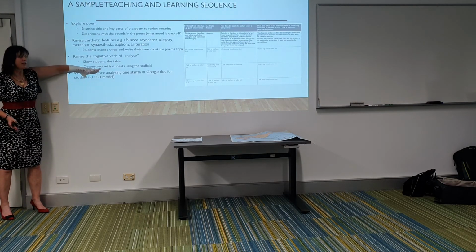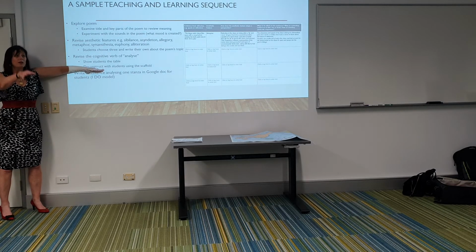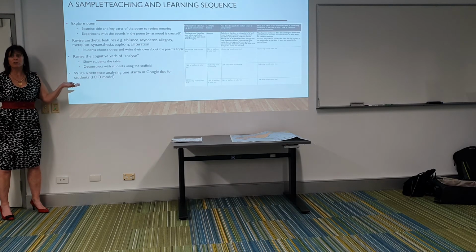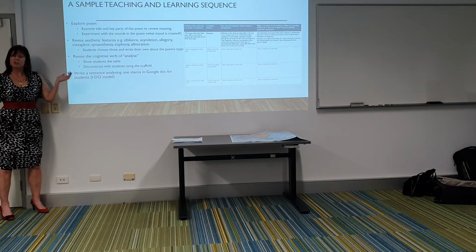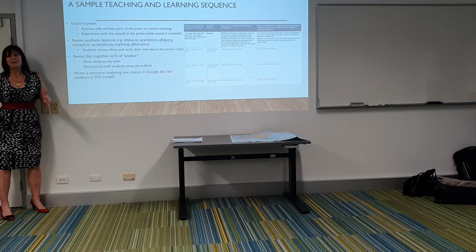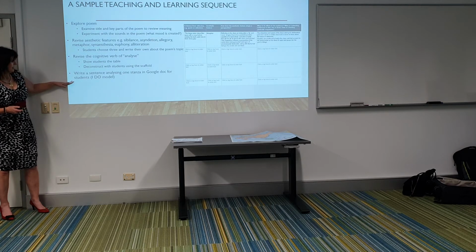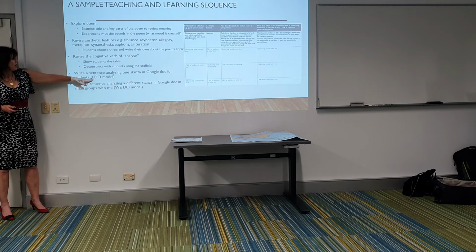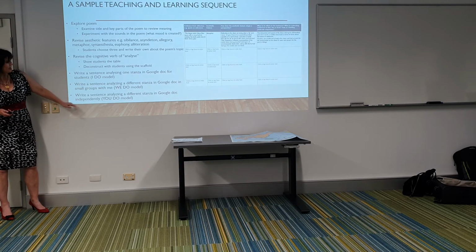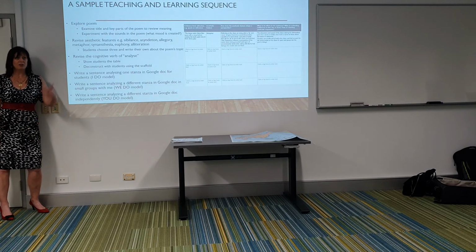Then you'd get students to actually do something with it. You wouldn't stop there. I know a lot of teachers who stop there, they think, oh, they've got it now. But you need evidence that the students have got it. Write a sentence analysing one stanza in a Google Doc. I did a Google Doc with my students last year and we did it on Heart of Darkness and it was really good. I'm hoping I have time to do something like that with you guys. The I do model, and then of course another stanza but a different one, the we do model. Write a sentence analysing a different stanza in a Google Doc independently, the you do model. I do, we do, you do.